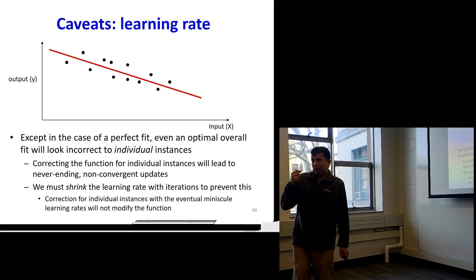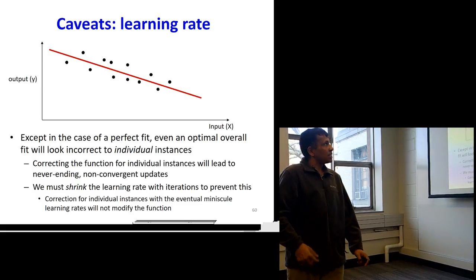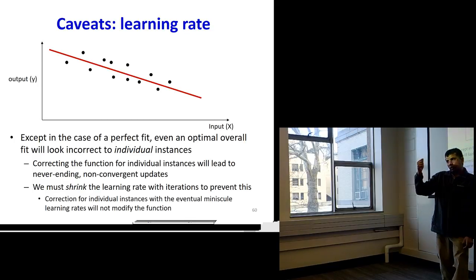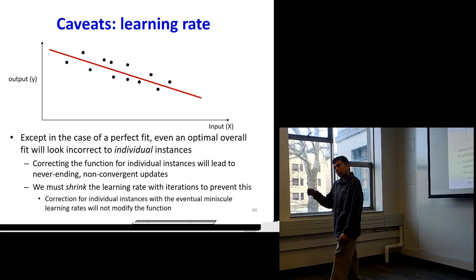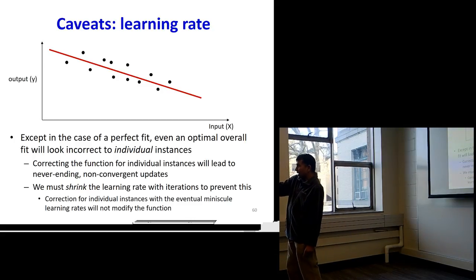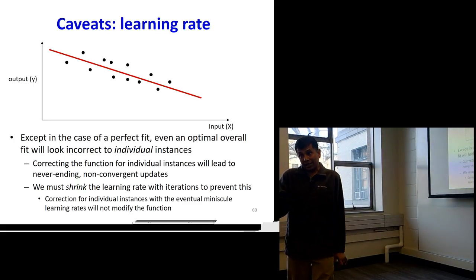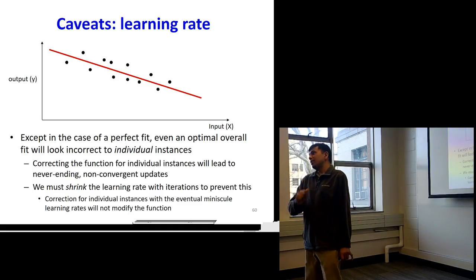So what will happen as I keep going through the training instances? The first training instance is going to pull the red line down. The next one is going to pull it up. The third one is going to pull it down. The fourth one and the fifth are going to pull it up. It's never going to really settle to the correct value. It's always, as you point out, going to be following the correction for the latest instance. So how would you fix this?